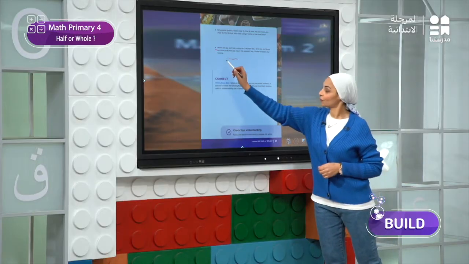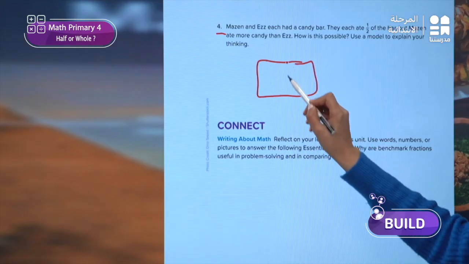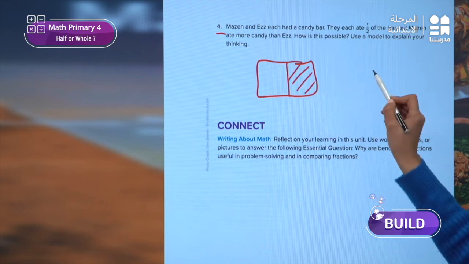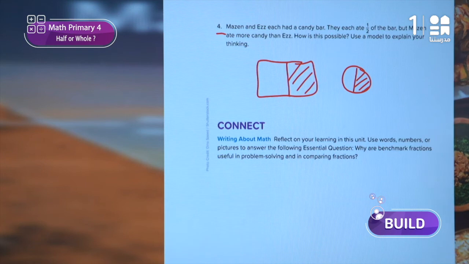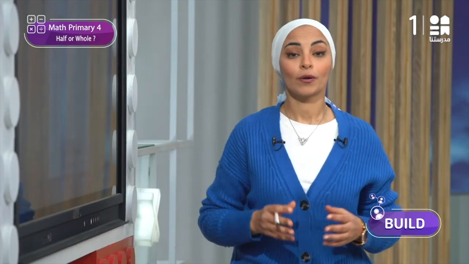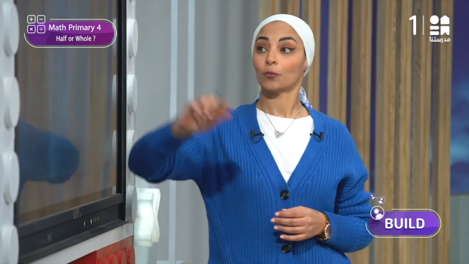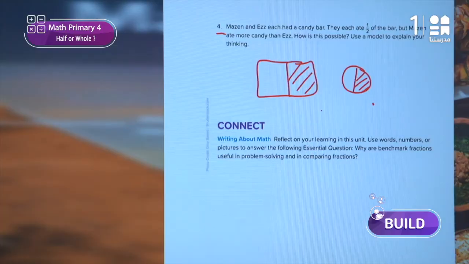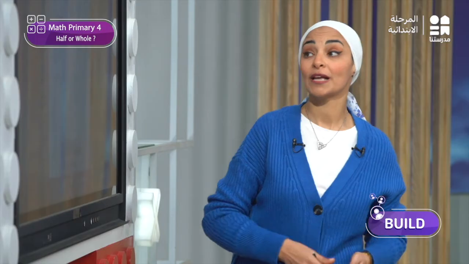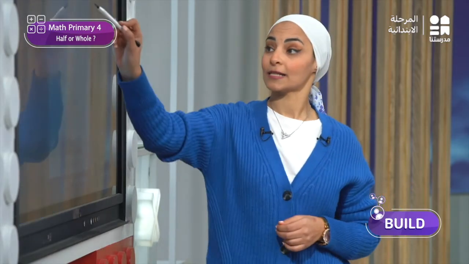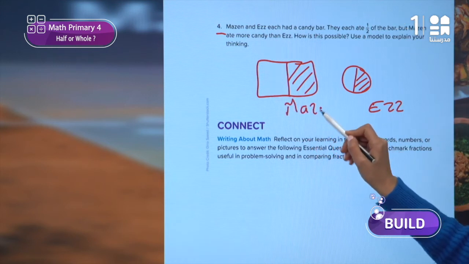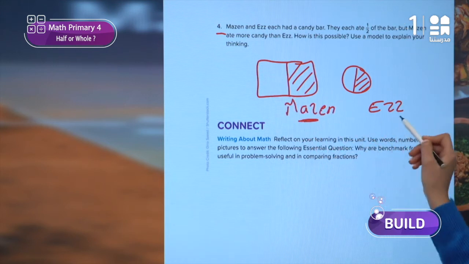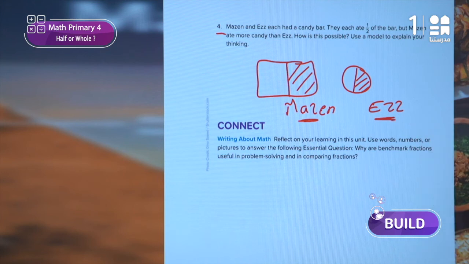I can draw, for example, a model like this and divide it in half. I can draw a model like this, smaller, and divide it into half. Okay, now as you see here, one model is larger than the other one. That's why half of Mazen's candy bar will be larger than Aiz's candy bar. This is Aiz and this is Mazen. And that's why the half of Mazen is greater than the half of Aiz.